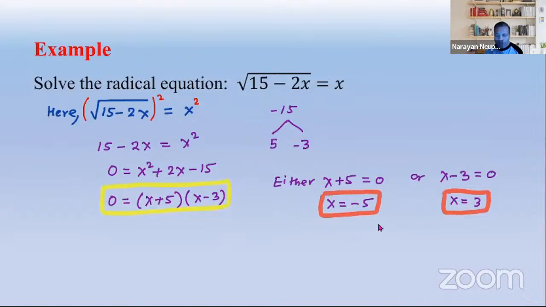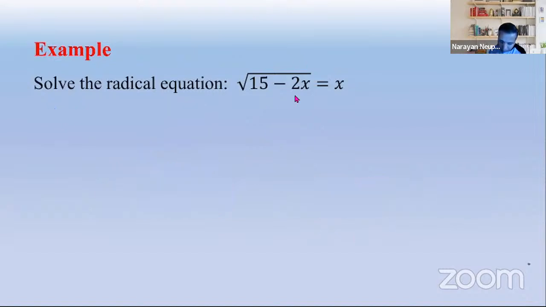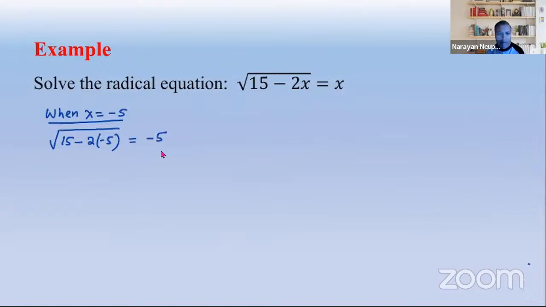First, we are going to plug in -5 into the equation given. When x is equal to -5, let's see what happens. Remember, we plug into the original equation. This is our original equation. So we plug in: square root of 15 minus 2 times the value of x, which is -5, is equal to, on the other side, -5. Let's simplify this. Square root of 15, -2 times -5 is positive, so that's plus 10, equal to -5. Square root of 15 plus 10 is 25. Square root of 25 is -5.